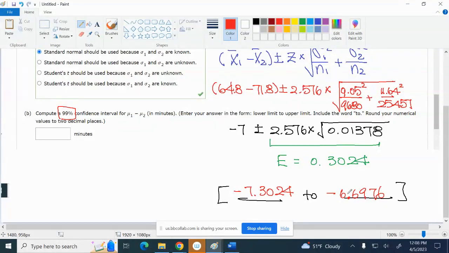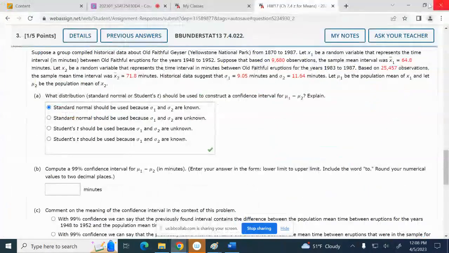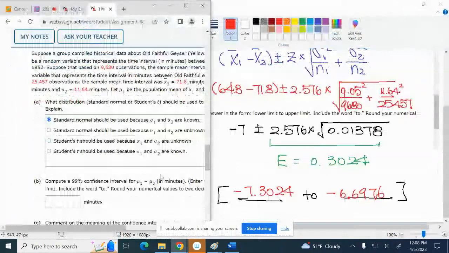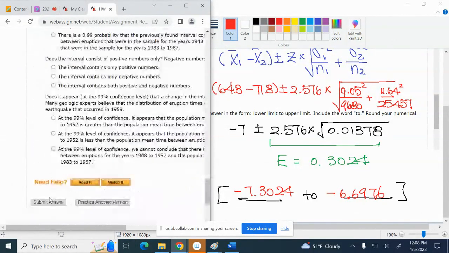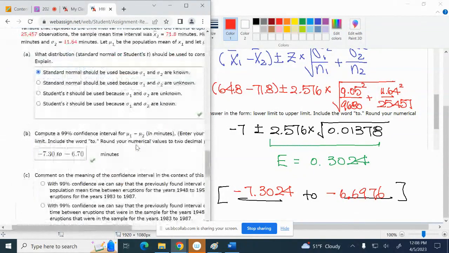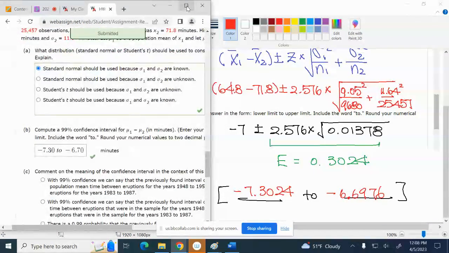Let me check the answers. Let me go back to the homework tonight. It must be with 2 decimal places. So it's -7.302 and -6.70 when I take the rounding. Yes.